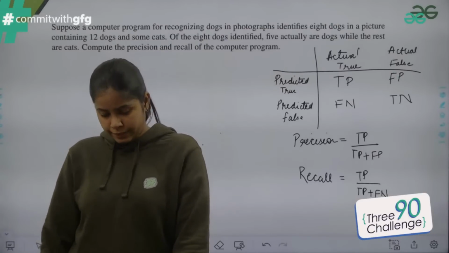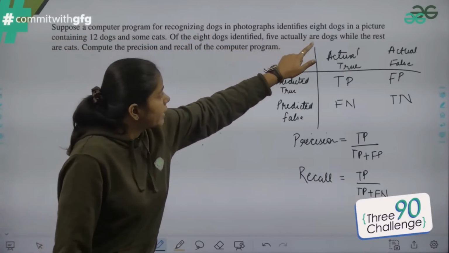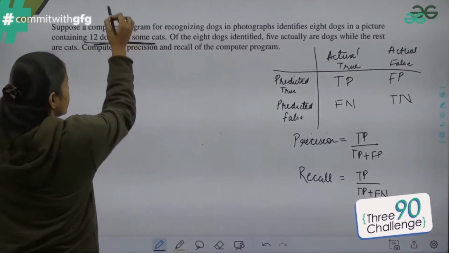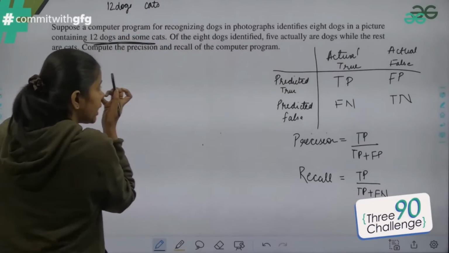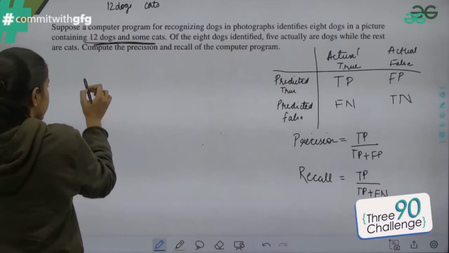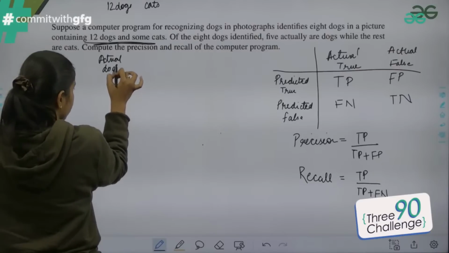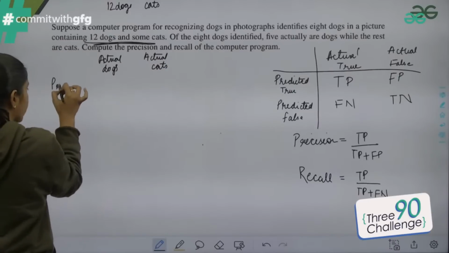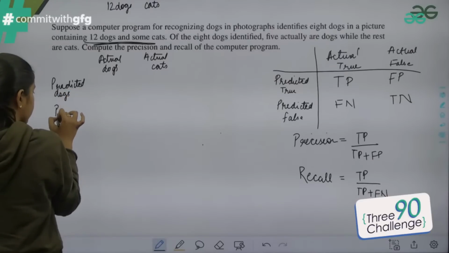Just tell me, guys. So now in this question, a computer program for recognizing dogs in photographs identifies 8 dogs in a picture. The picture contains 12 dogs and some cats. Of the 8 dogs identified, 5 are actually dogs while the rest are cats. So I can write down here actual dogs, actual cats, predicted dogs, and predicted cats.